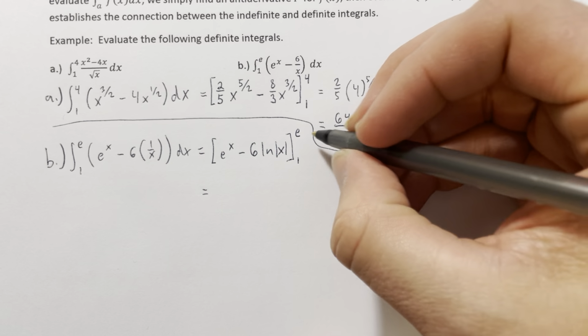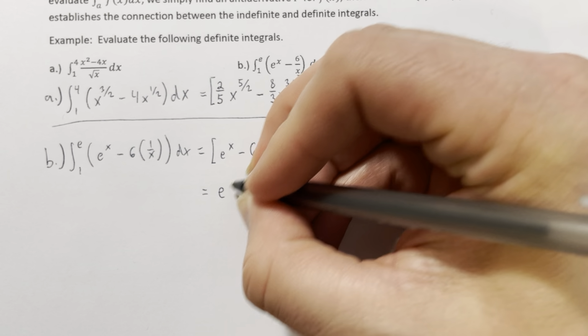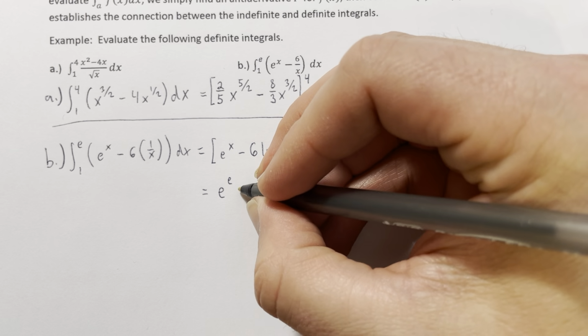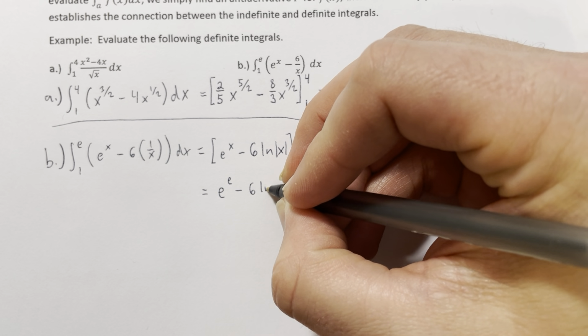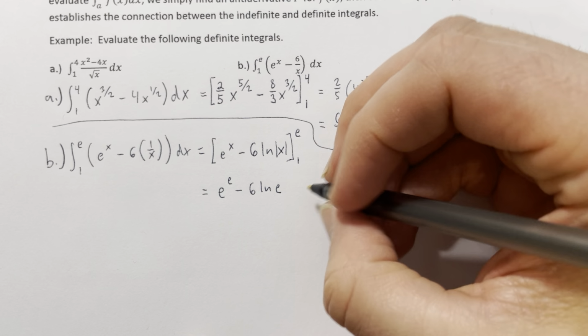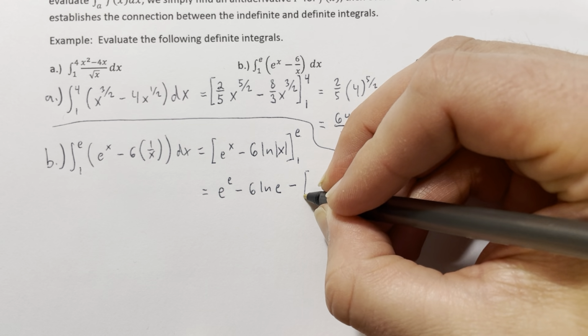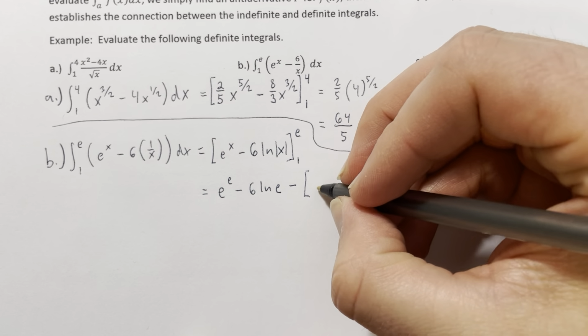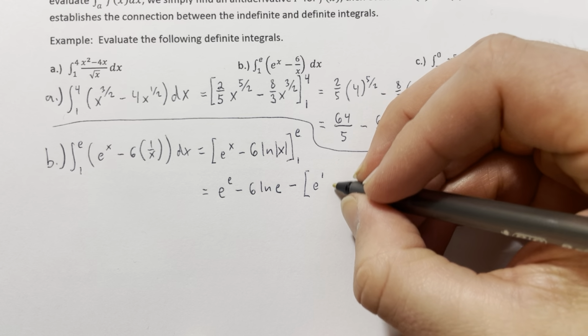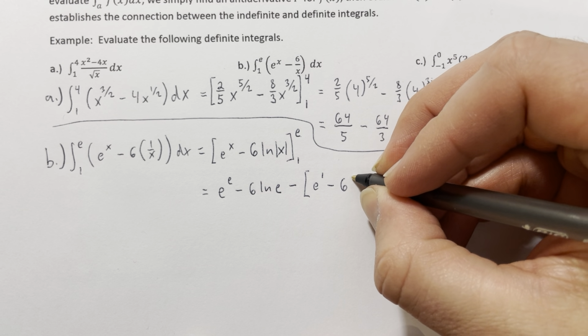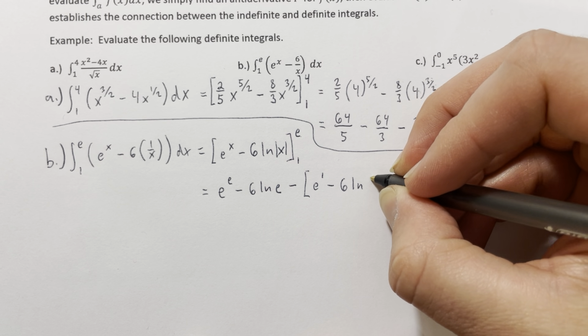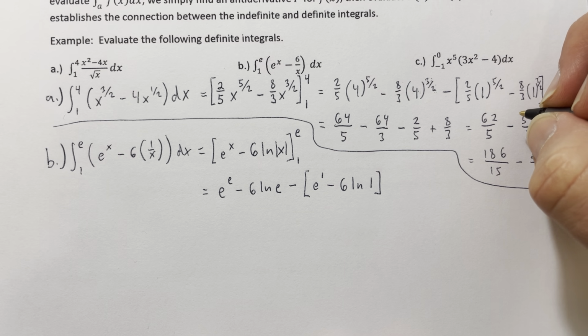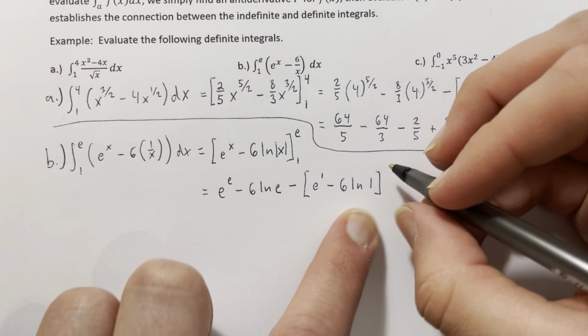Now we plug in these values. So I plug e in for x. This becomes e to the power of itself, e, minus 6 times the natural log of e, minus, remember, put square brackets around this, e to the power of 1, minus 6 times the natural log of 1. Okay? Now, the natural log of 1 is 0.